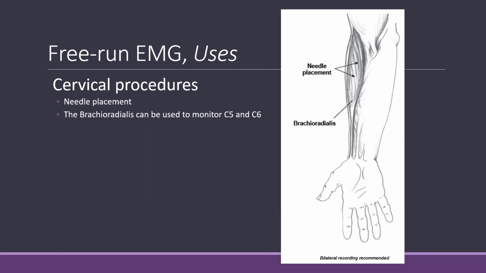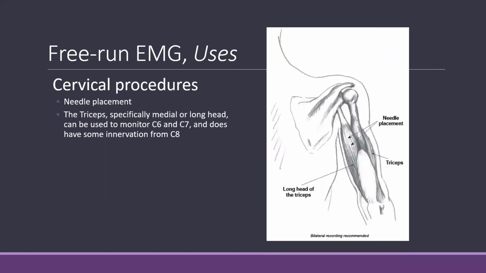On the forearm, we may use the brachioradialis as well. The triceps can also be monitored for cervical procedures. Triceps, specifically the medial or long head of the triceps, are particularly useful for monitoring C6, primarily C7. But it also does get a little bit of innervation from the C8 nerve root. But C7 would be primary when we are monitoring from the long head of the triceps.